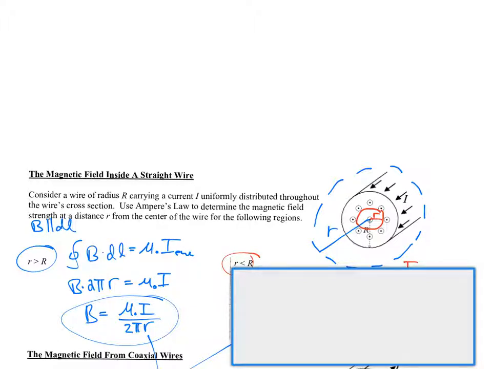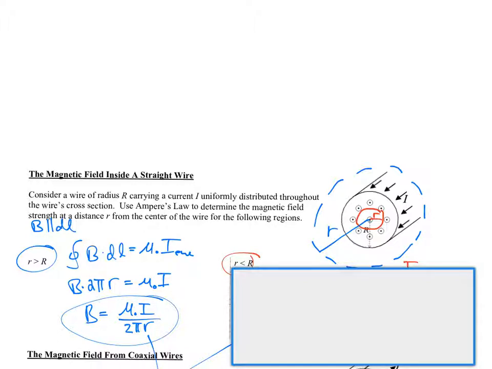Our Amperian loop is going to have a circumference of 2 pi r. That's the distance around the loop. And we divide and we get B equals mu naught I over 2 pi r, which we've already seen this result a bunch, but it's so popular. Get used to it. This is just like using Gauss's law to find the electric field outside a charged conducting shell or something like that.